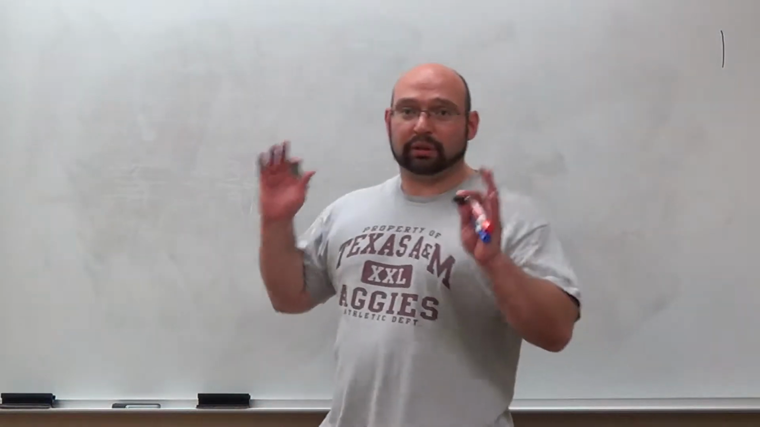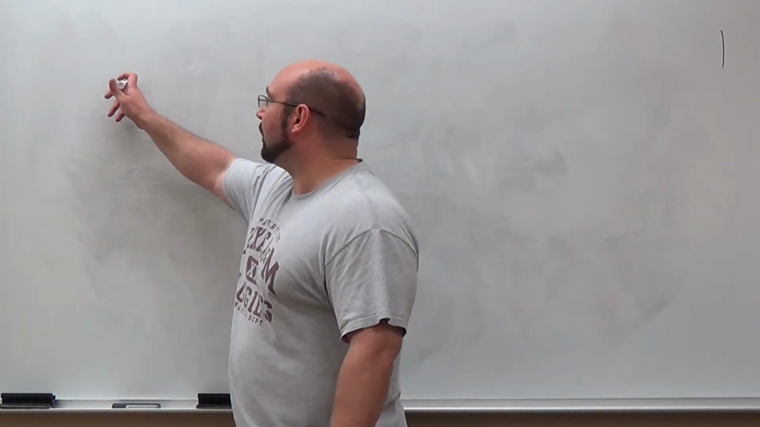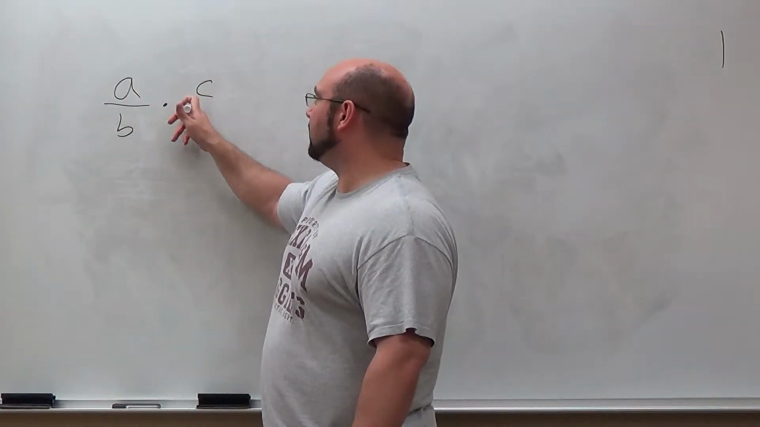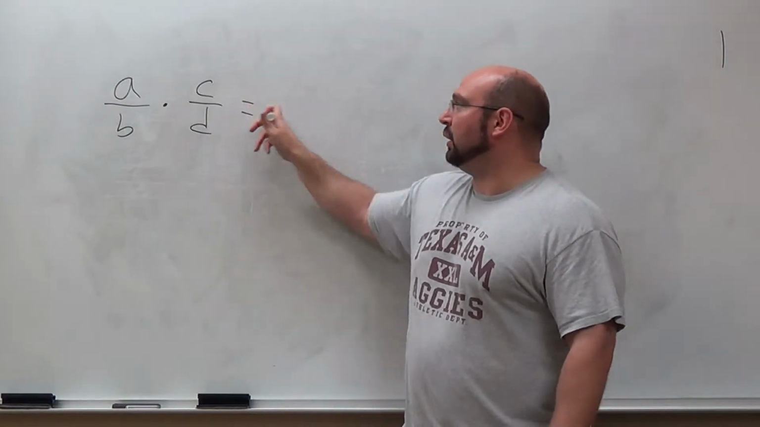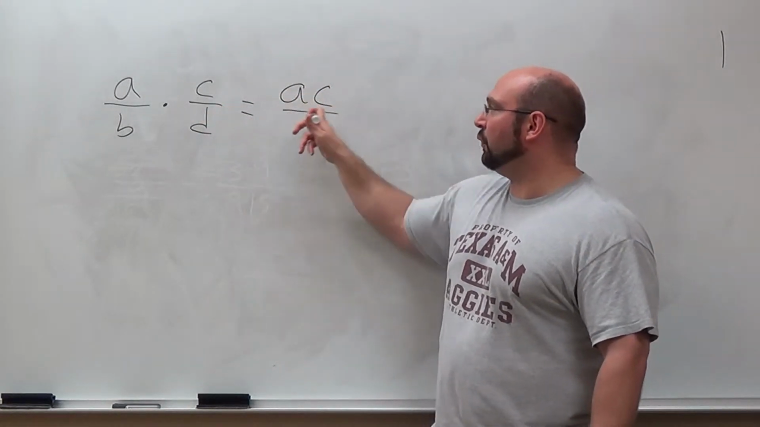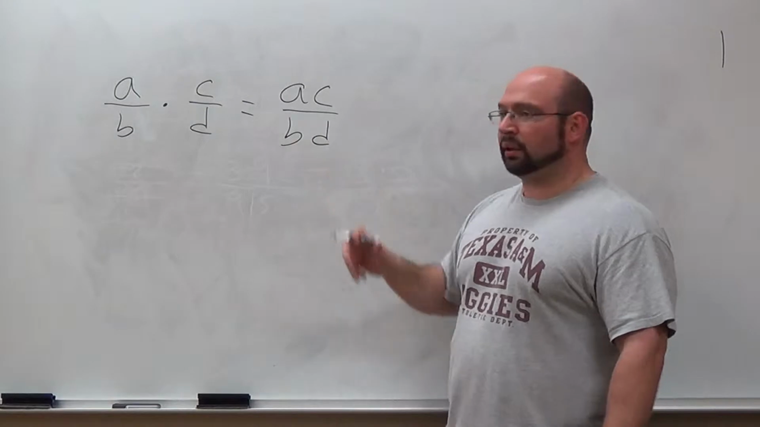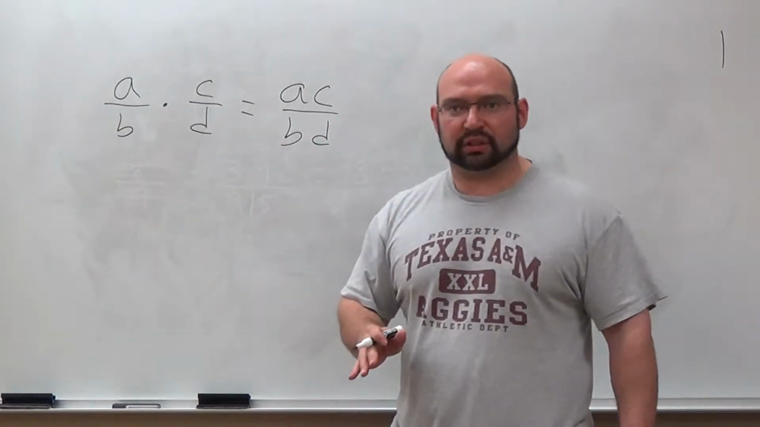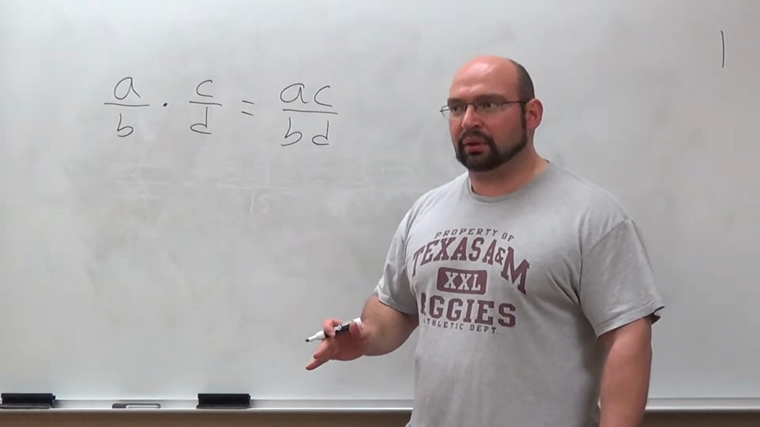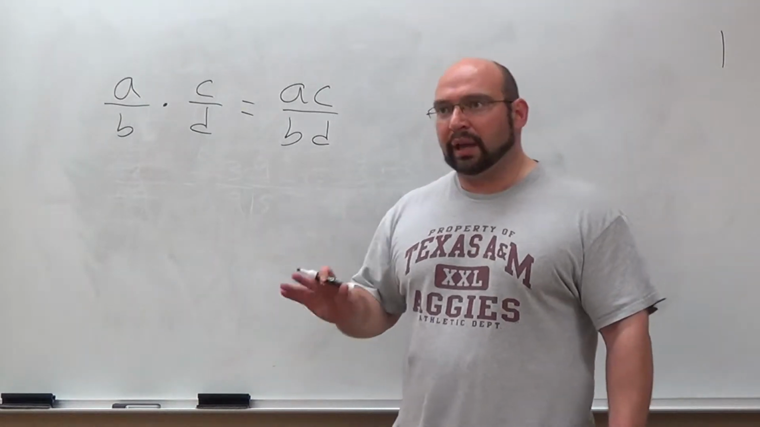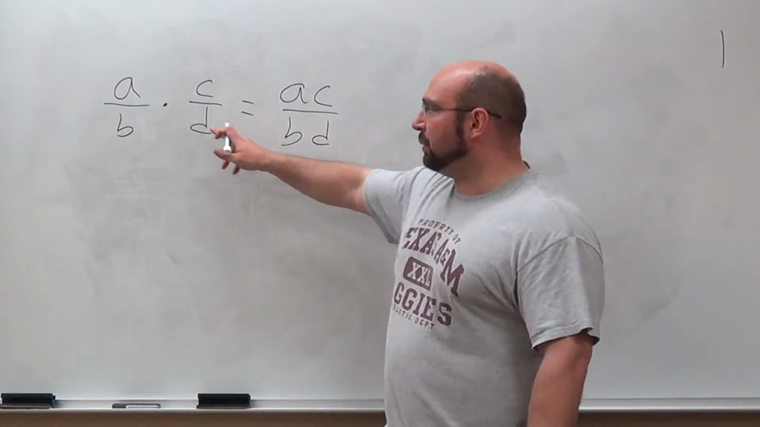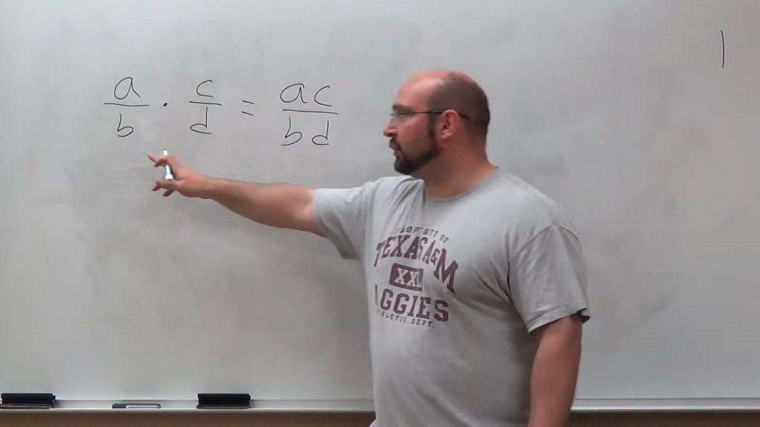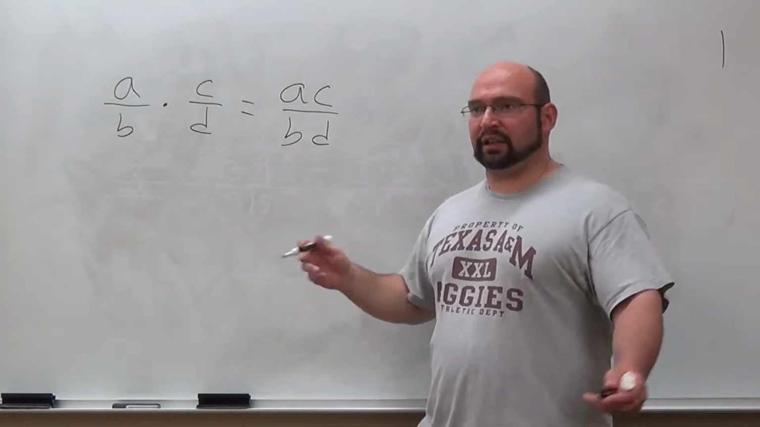Okay, so we're talking about multiplication. A over B times C over D is AC over BD. All right? Now, when we talked addition and subtraction, we said that our denominators were the same, so we left them alone. In multiplication, we're going to multiply straight across. So the numerators multiply the numerators, the denominators multiply the denominators.